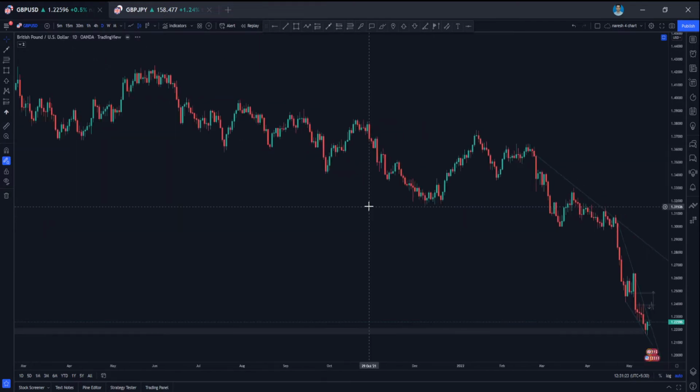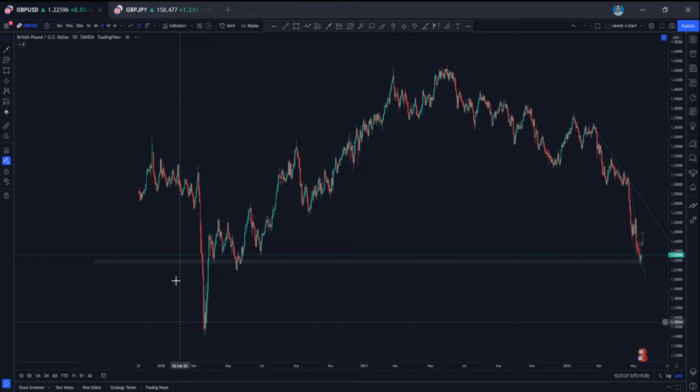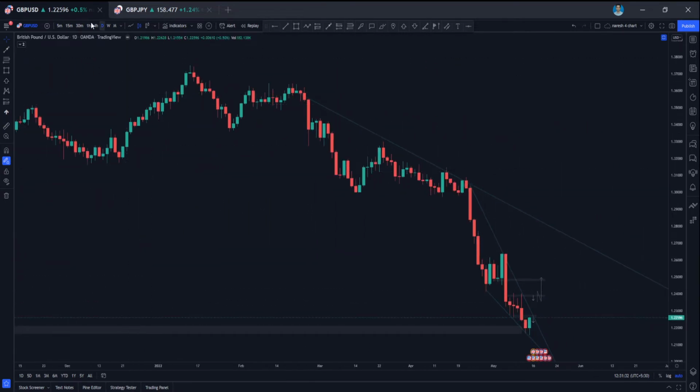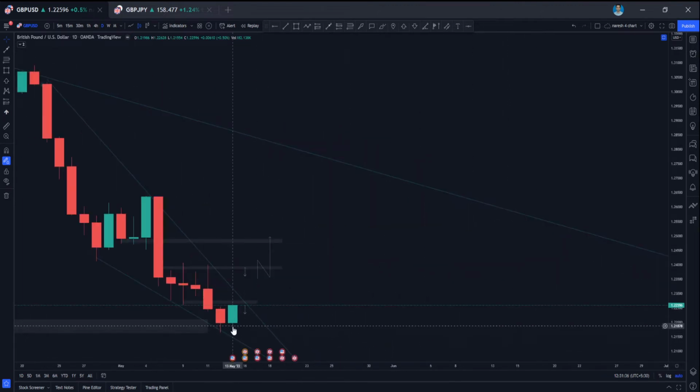So GBP USD in the 1 day time frame is super bearish, similar to AUD USD. It is near an important support area, and the market is also stretched strongly. And on the last day's candle, Friday's candle, we can clearly see it is making an engulfing candle.